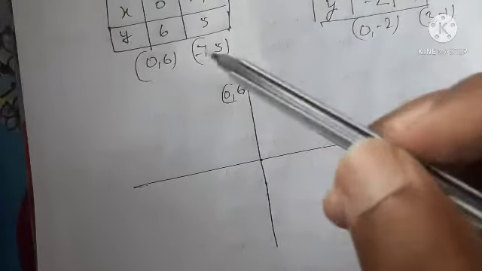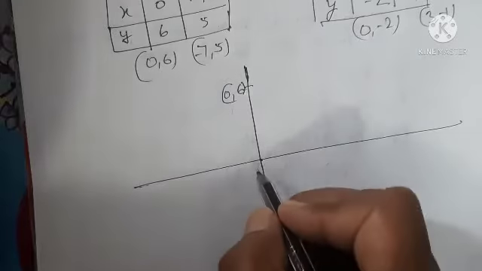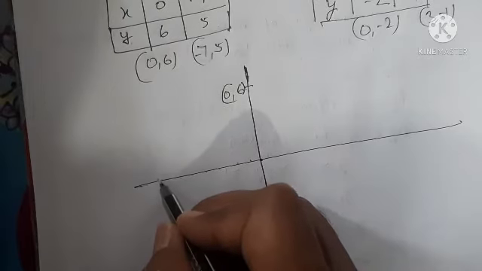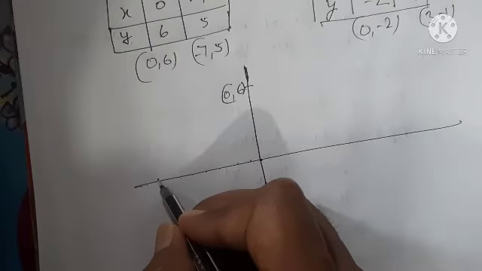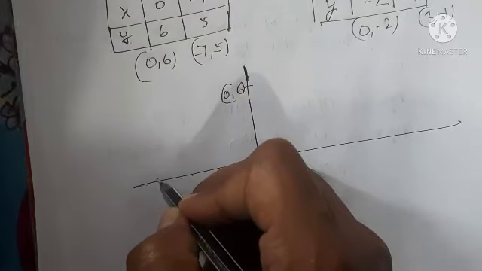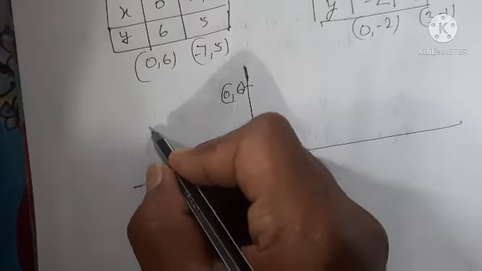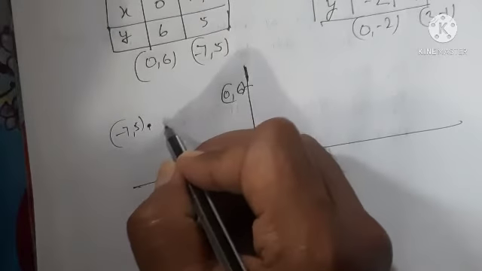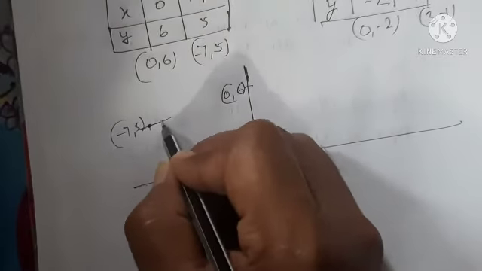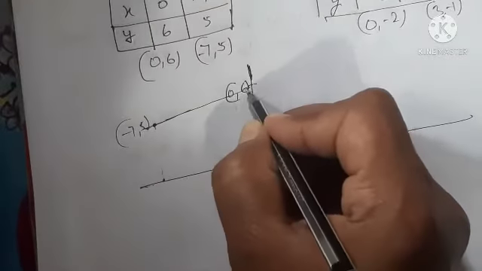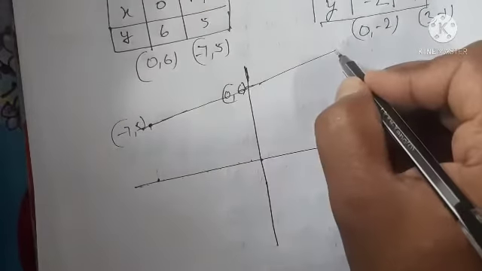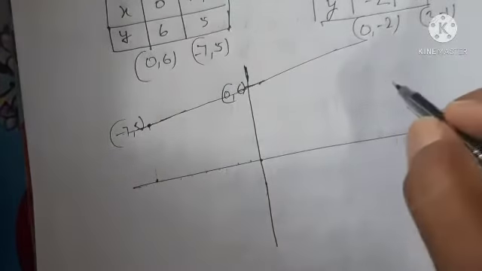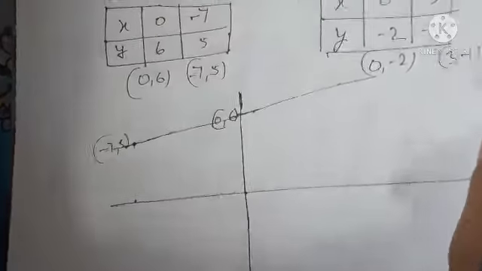Now show the point -7, 5. -7: 1, 2, 3, 4, 5, 6, 7. Suppose this is -7. Now 5 units along the y axis. Suppose this is -7, 5. Now join these points, and this will be the graph of the first linear equation. This is a line.